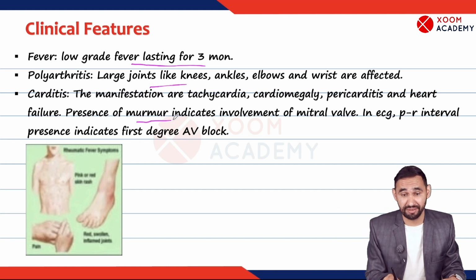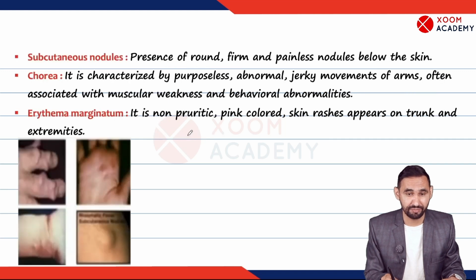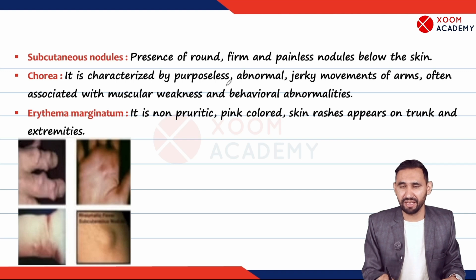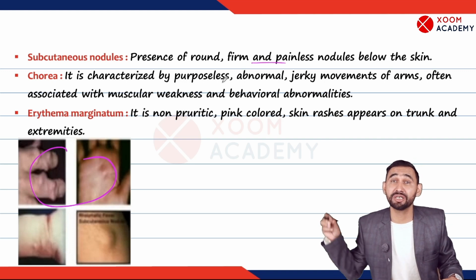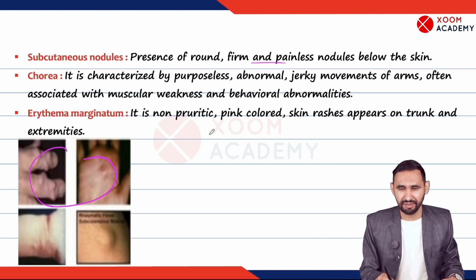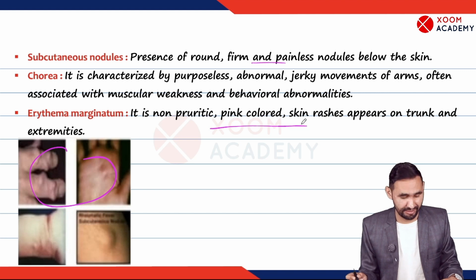Murmurs may also be present. There may be AV block, first degree atrioventricular block. There may be nodules, presence of round, firm, and painless nodules below the skin. These are the nodules. They are present in rheumatic heart disease. Chorea. They are abnormal jerky movements. There is erythema marginatum. These are pink colored skin rashes. They appear on trunk and extremities.